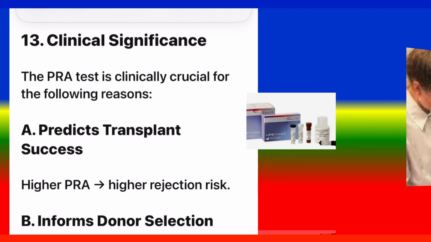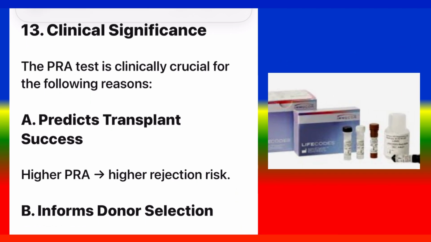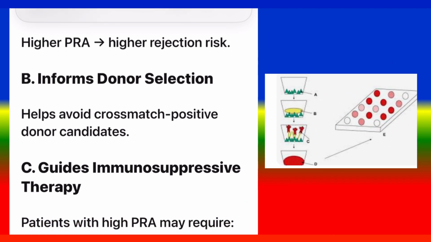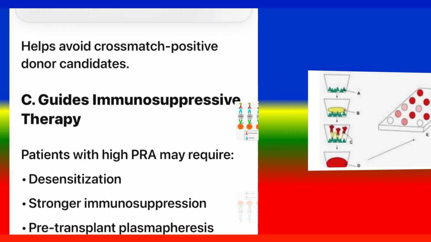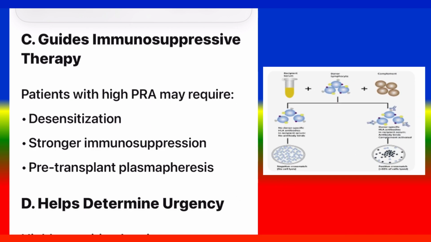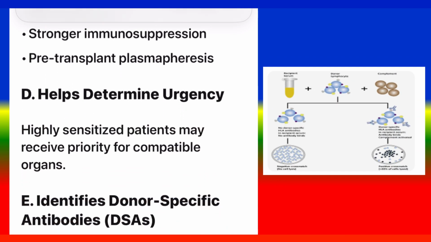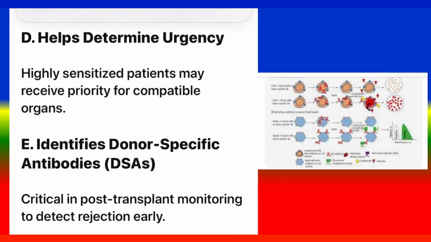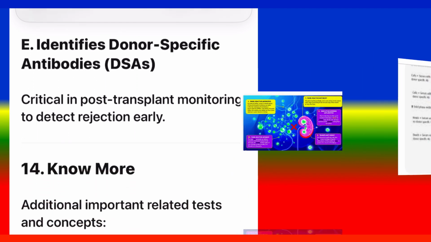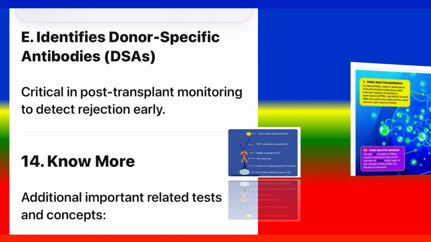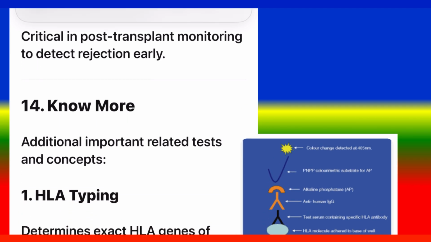A. Predicts transplant success. Higher PRA, higher rejection risk. B. Informs donor selection, helps avoid cross-match positive donor candidates. C. Guides immunosuppressive therapy. Patients with high PRA may require desensitization, stronger immunosuppression, and pre-transplant plasmapheresis. D. Helps determine urgency. Highly sensitized patients may receive priority for compatible organs. E. Identifies donor-specific antibodies, DSAs, critical in post-transplant monitoring to detect rejection early.